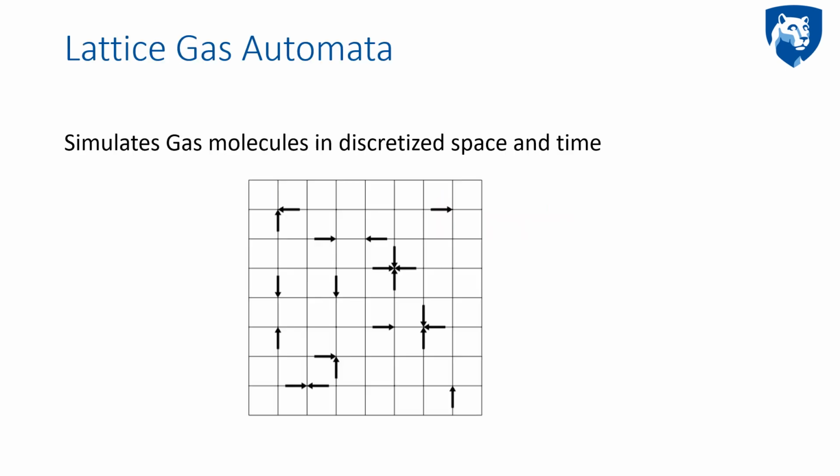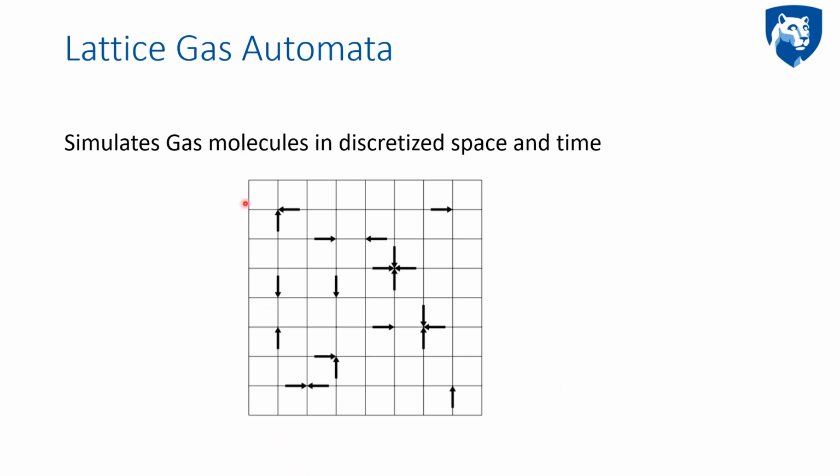So before we talk about the Lattice-Boltzmann method, it's important to talk about another type of molecular simulation which we call the lattice gas automata. The lattice gas automata is a type of simulation where individual gas molecules are simulated over a discretized space and time. An example of a discretized space is shown here.